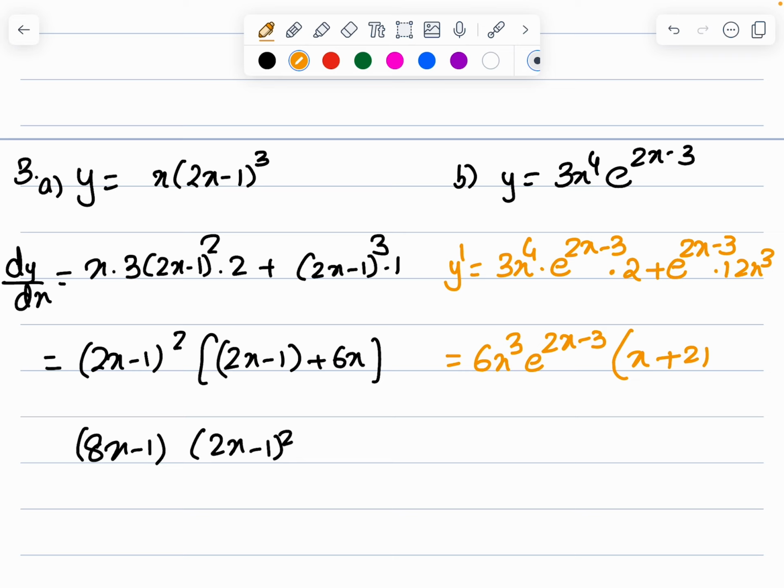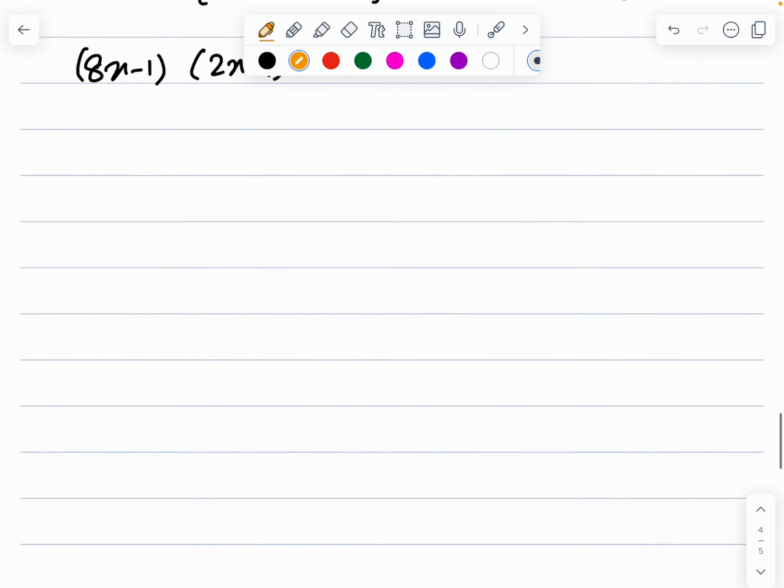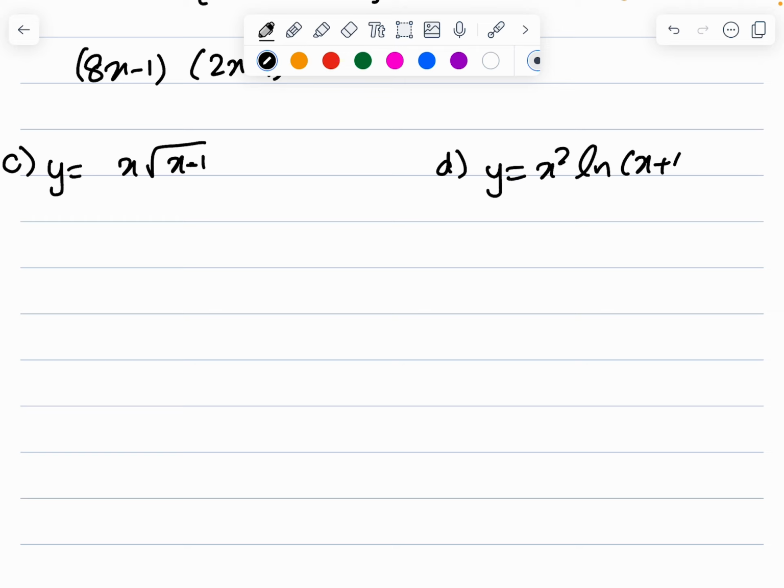Now going to part C. So these are the rules where chain rule is also there. So y equals x times square root of x minus 1. And part D, y equals x square ln x plus 6.